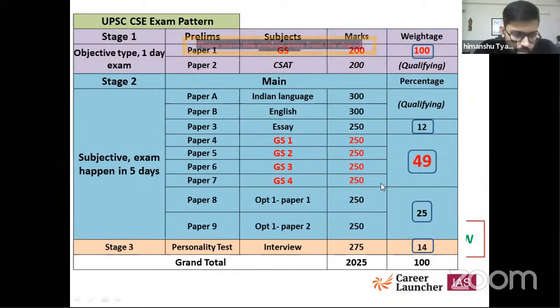Based on your score in mains and the cutoff, you'll get a chance to appear in an interview. The UPSC interview is for 275 marks. Your interview score is added to your main score, so it is out of 2025, that means 1750 for mains and 275 for interview. Out of 2025, your final ranking will come out. So that is the whole examination pattern.